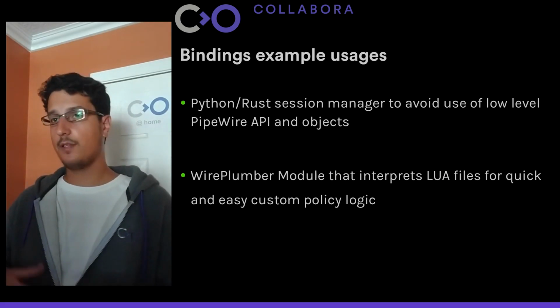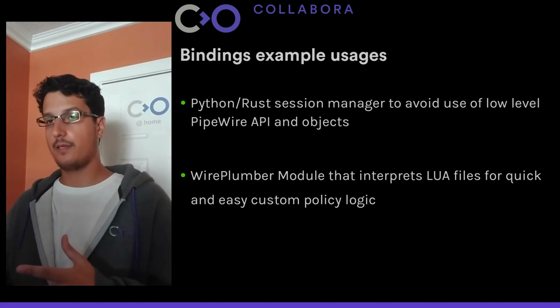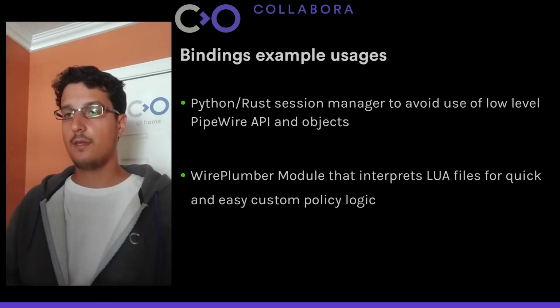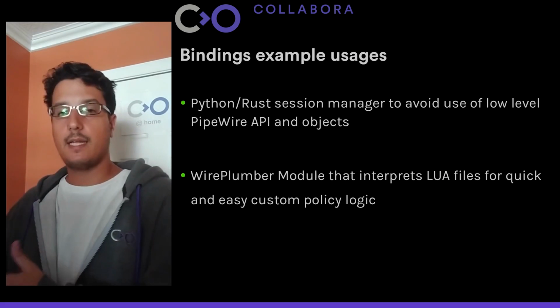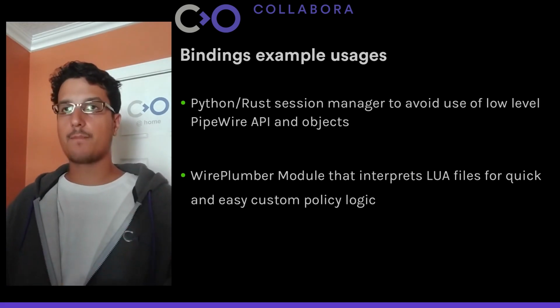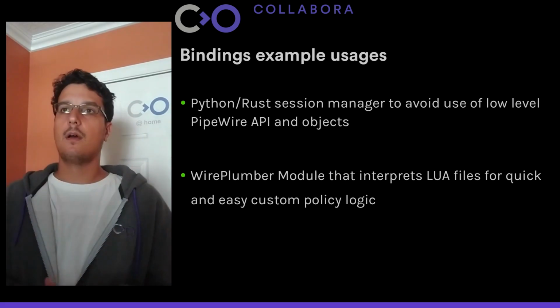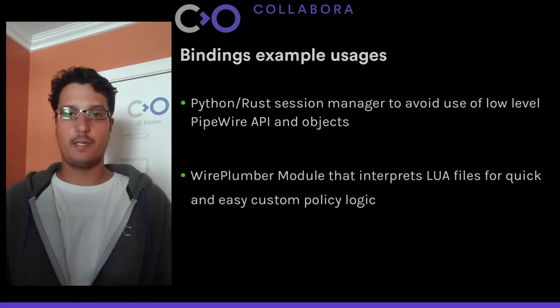But for example, if you wanna use PipeWire on a desktop, we can write Python scripts or Rust scripts that work at a much higher level to do basically any kind of policy logic. And with that, you can integrate against PipeWire. You basically have all the different levels of integration against PipeWire.